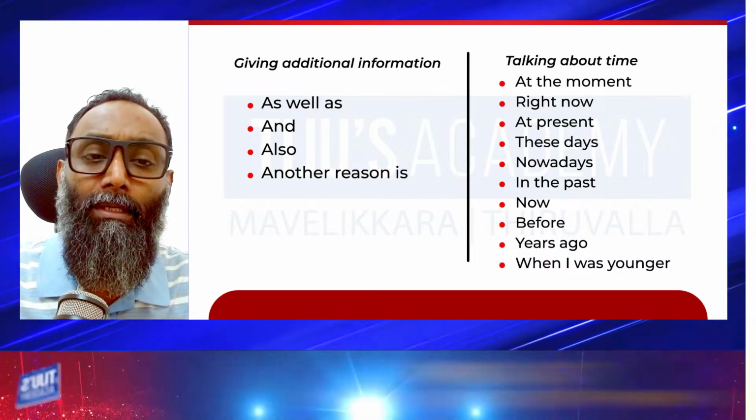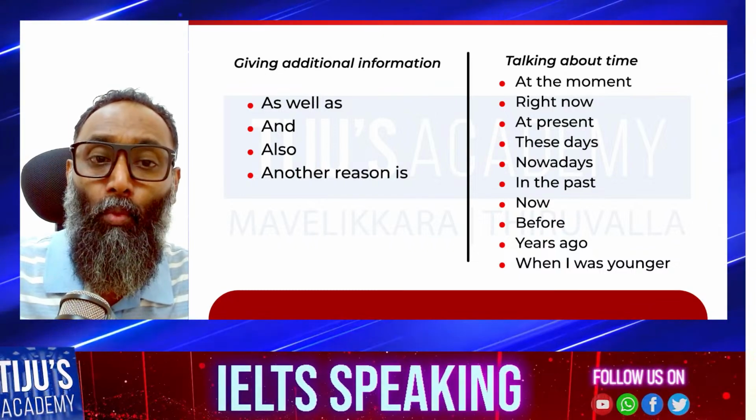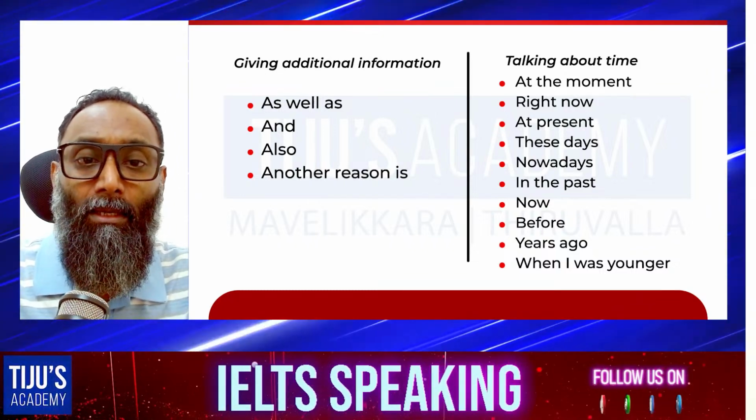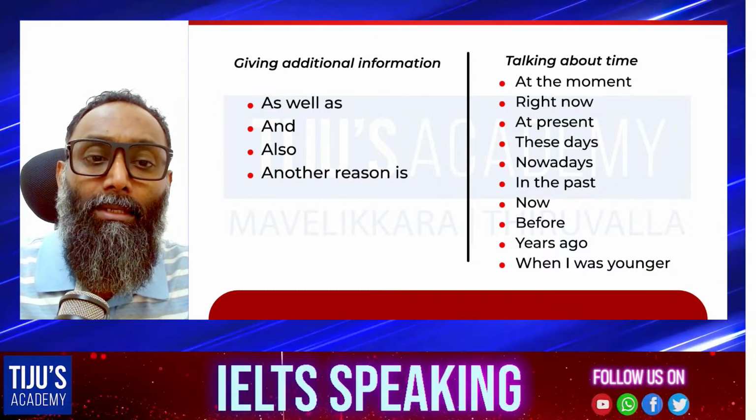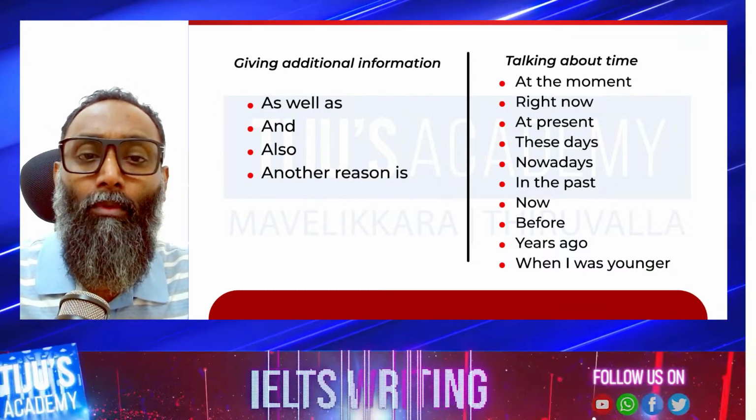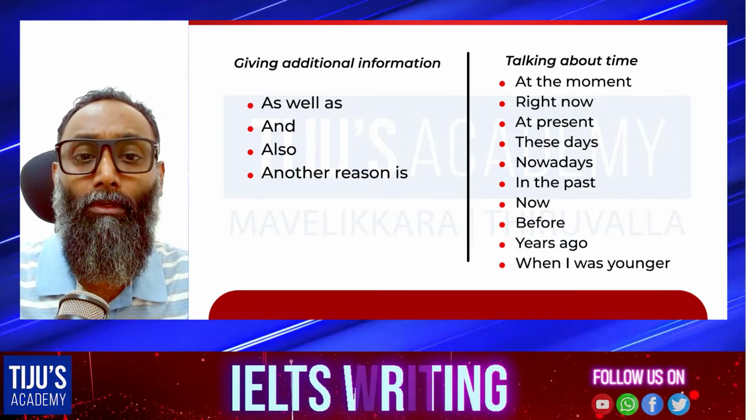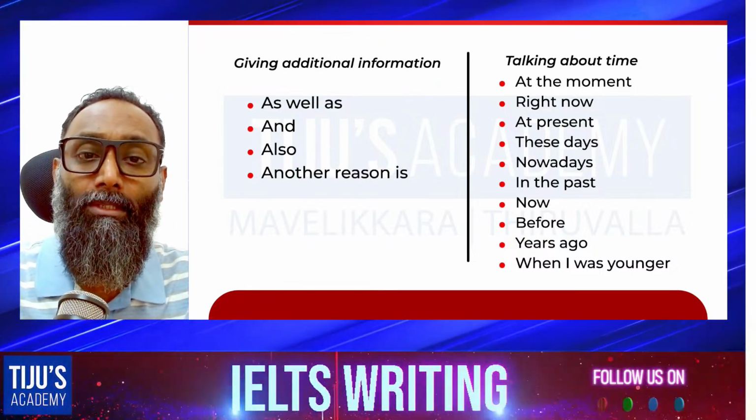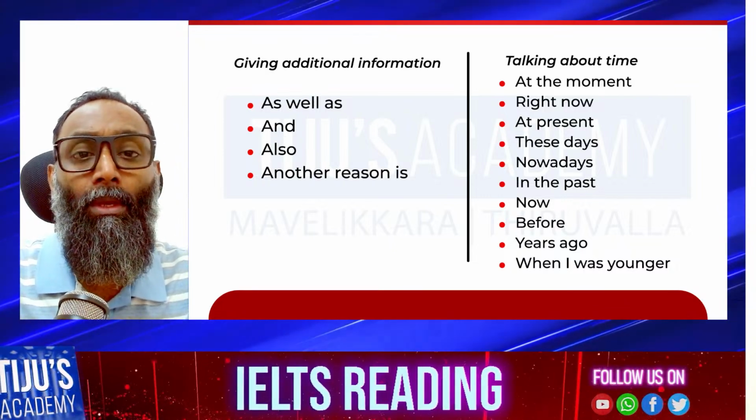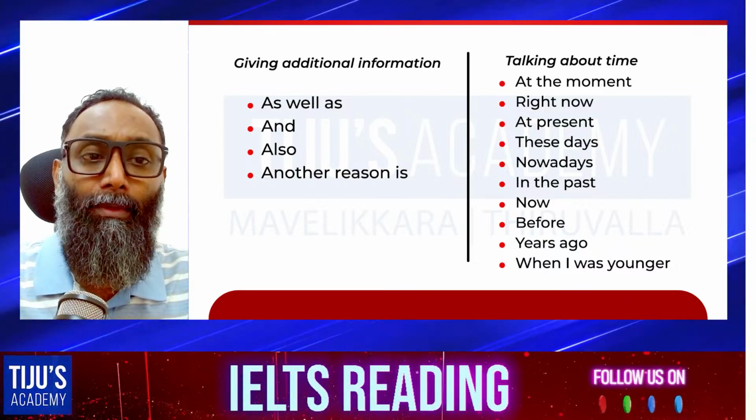For giving additional information, you can use as well as, and, also, another reason is. Instead of using those common words like "and" and "also", it's always good to say "another reason is" or "as well as". That's for giving additional information.